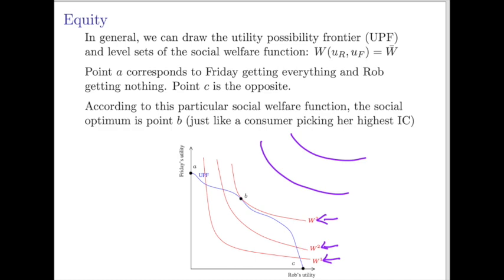And if we wanted to maximize social welfare, we would do what we normally do. We look for the highest ISO welfare curve, so the highest level set. So this is often called a level set. We look for the highest point, the point that gives us the highest social welfare that is on our utility possibility frontier. And that happens to be this point B. Again, it's just very similar to the idea of a consumer picking the bundle that gives her the highest utility or is on the highest indifference curve.